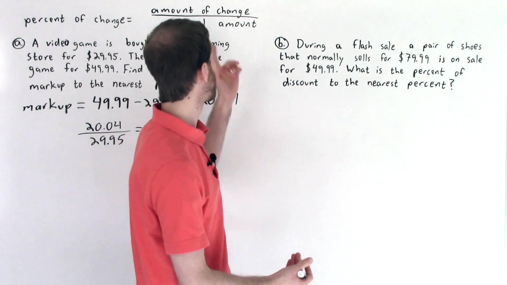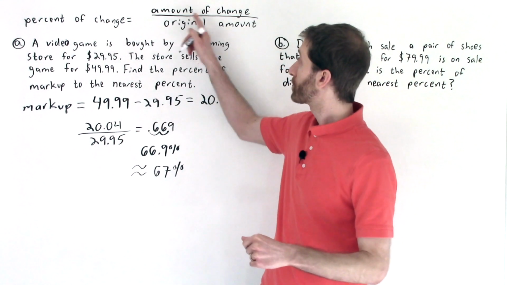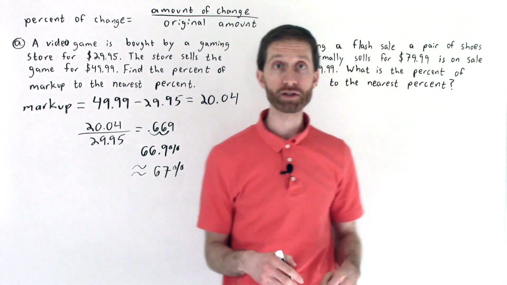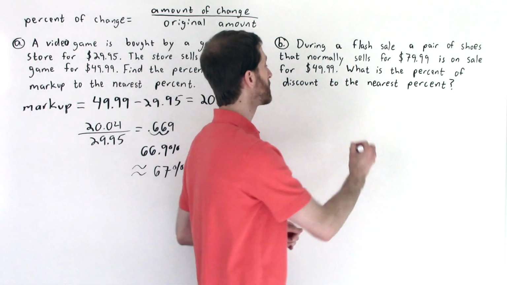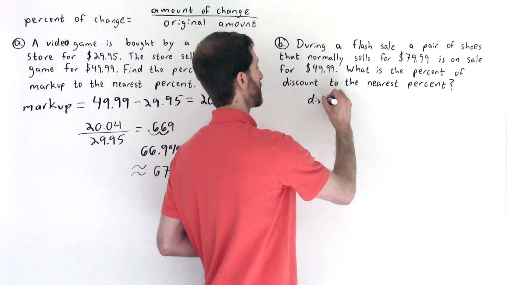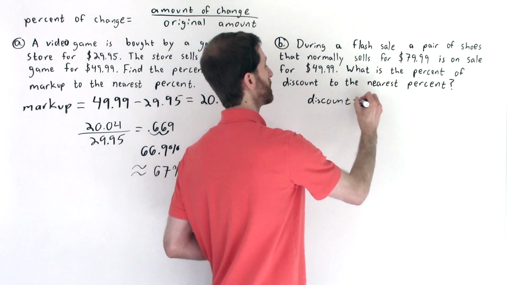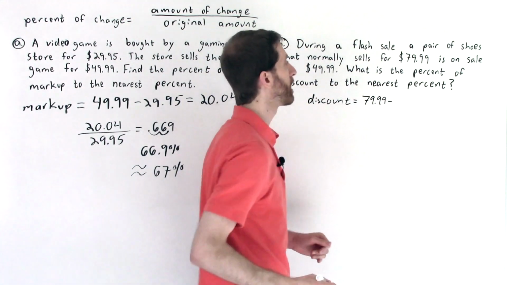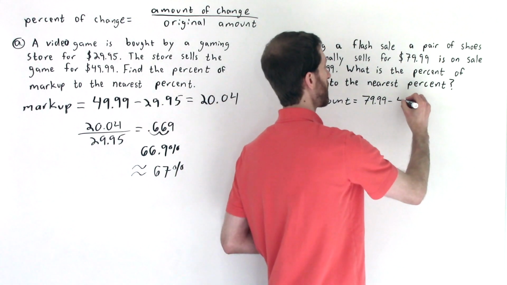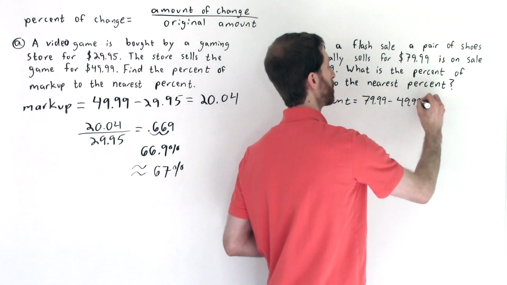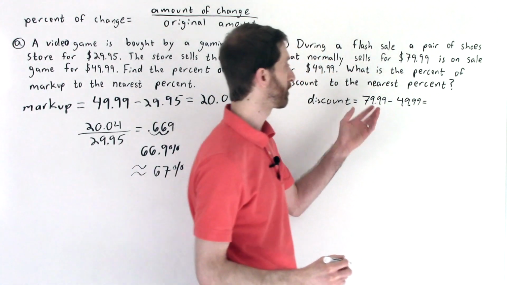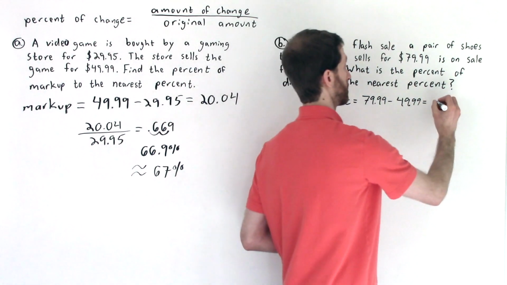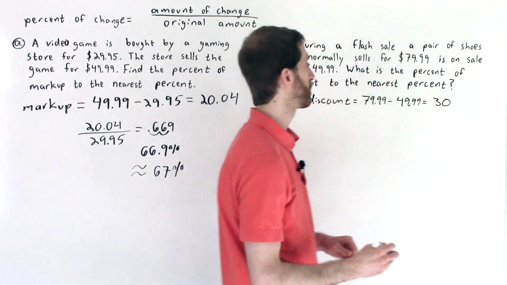So we're going to abide by the same rules. We're going to take the amount of change and divide it by the original amount to find our percent of discount. So the discount, I'll just write that here, discount is equal to $79.99, and from there we subtract $49.99 to figure out how much money we went down by. The discount therefore is $30. So that's the amount that we've changed.